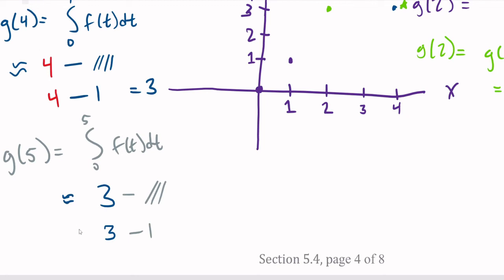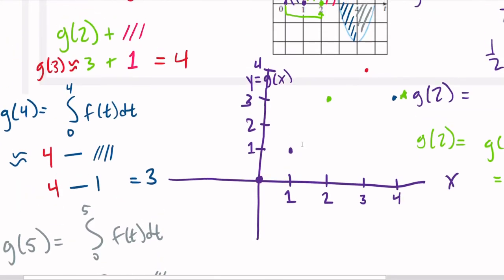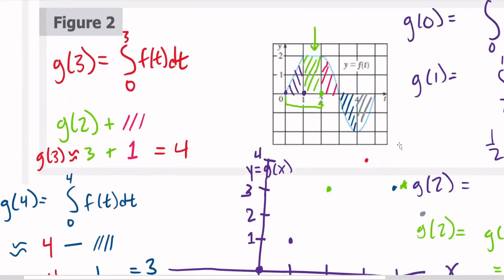Okay, and so that's going to be equal to that, which is equal to 2. And so if I went out to 5, I'd be at about here. Okay, so see my points. All right, so kind of some of the connections we should make here.